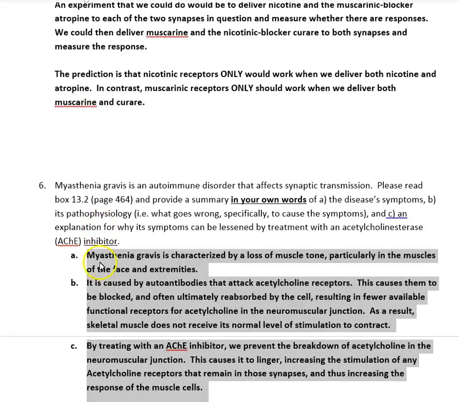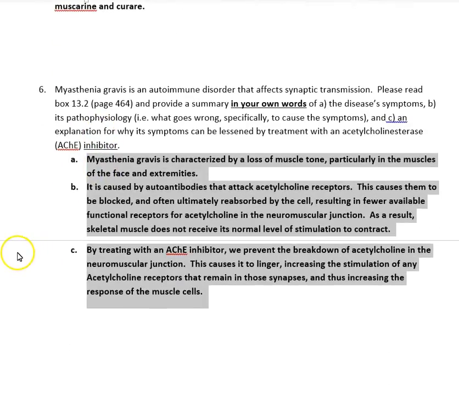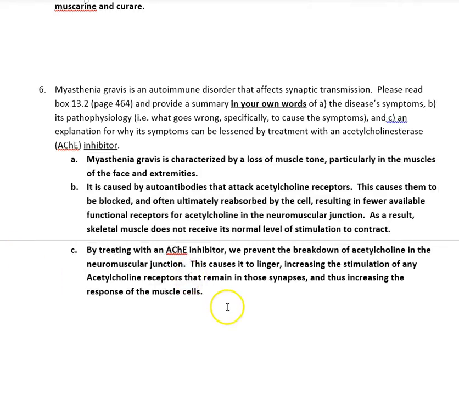All right, so then that's question 5. Let's scroll down to 6. So question 6 is asking about a disorder. It's an autoimmune disorder called myasthenia gravis that does directly influence synaptic transmission. We'll go through these in sequence. So the first question is, what are the disease's symptoms?